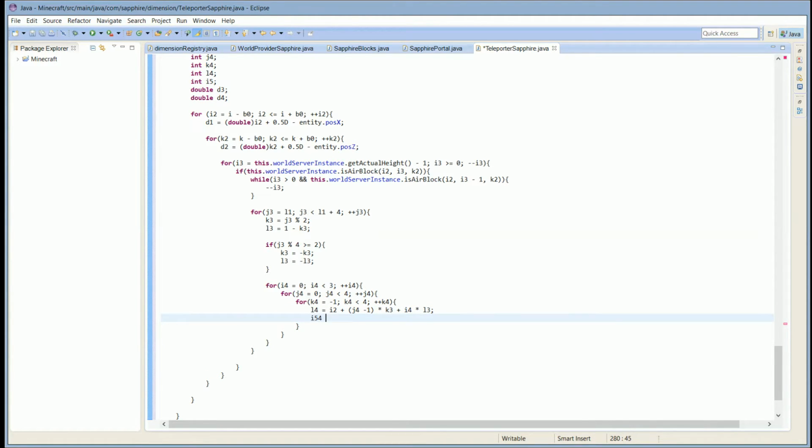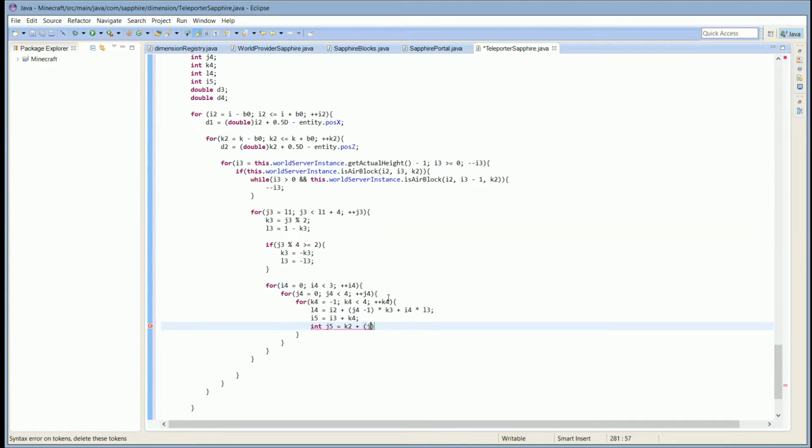And then I5 is going to equal I3 plus K4. Sorry, K4, my bad. Now, integer J5 is going to equal K2 plus J4 minus 1 times K3, just kidding, L3, minus I4 times K3 again. Okay? And now we're going to have an if statement.